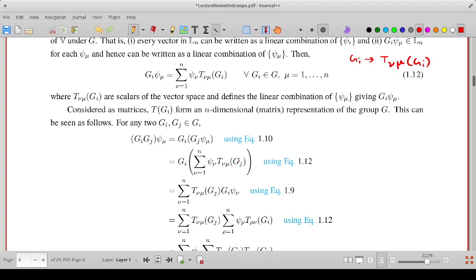So to see this, we first note that T mu nu of Gi correspond to the action of a non-singular operator Gi hat on psi mu, and therefore that operator is invertible. Therefore we also expect these matrices T mu nu to have inverses as well. Because of the way in which it is constructed, the matrices T are all non-singular, and they are square matrices obviously because their order is n by n.